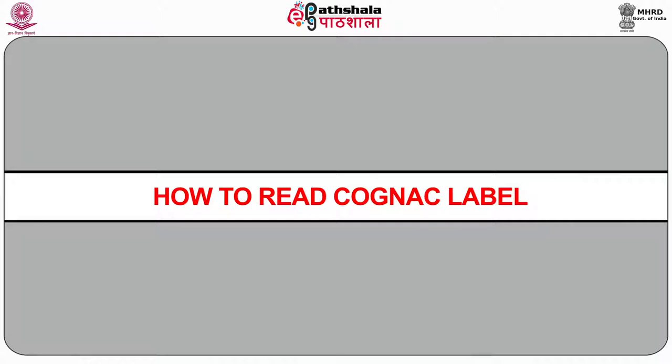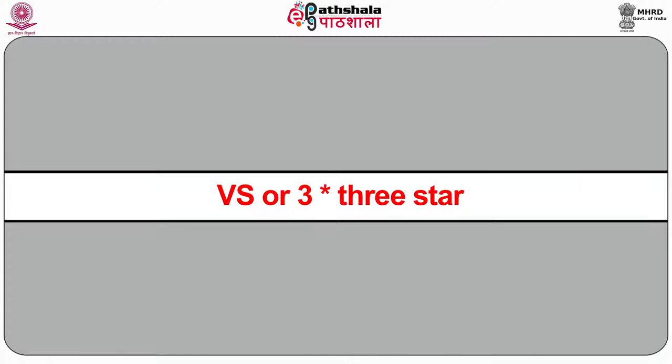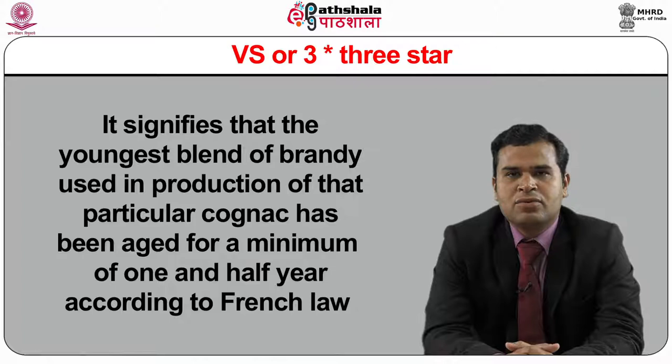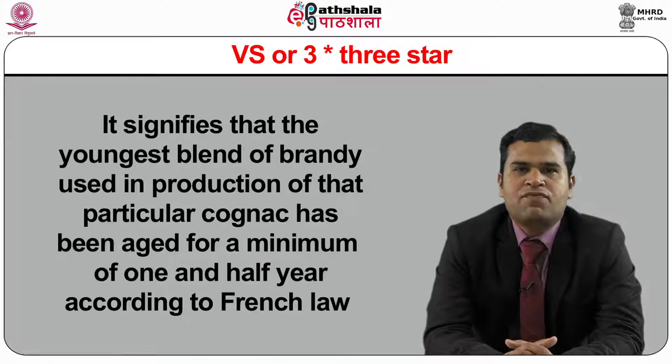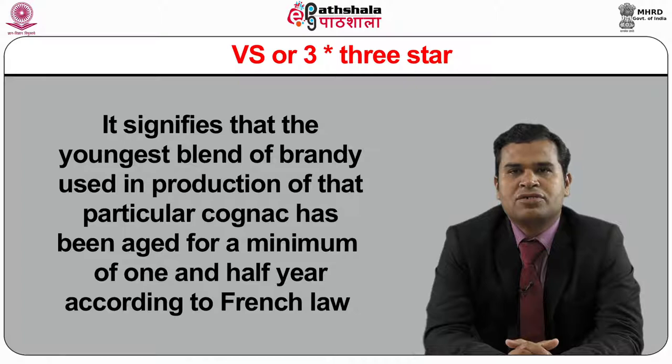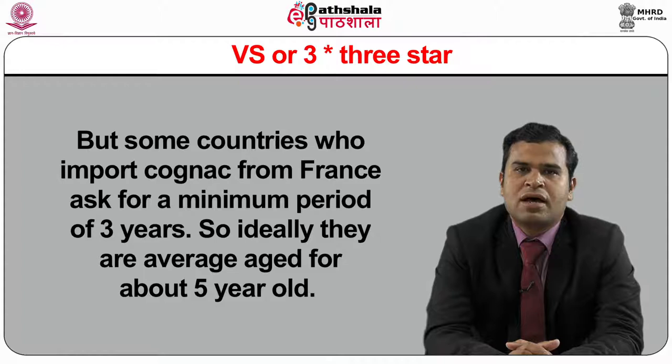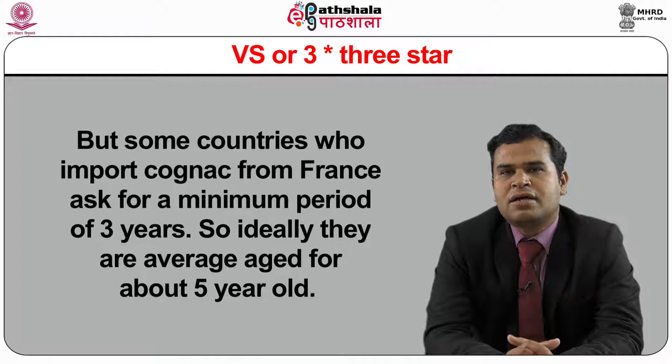Now if VS is written on a cognac, then it means Very Special and is equal to 3-star. It signifies that the youngest blend of brandy used in the production of that particular cognac has been aged for a minimum of 1.5 years according to French law. But some countries that import cognac from France ask for a minimum period of 3 years. So ideally they are aged on average for about 5 years.